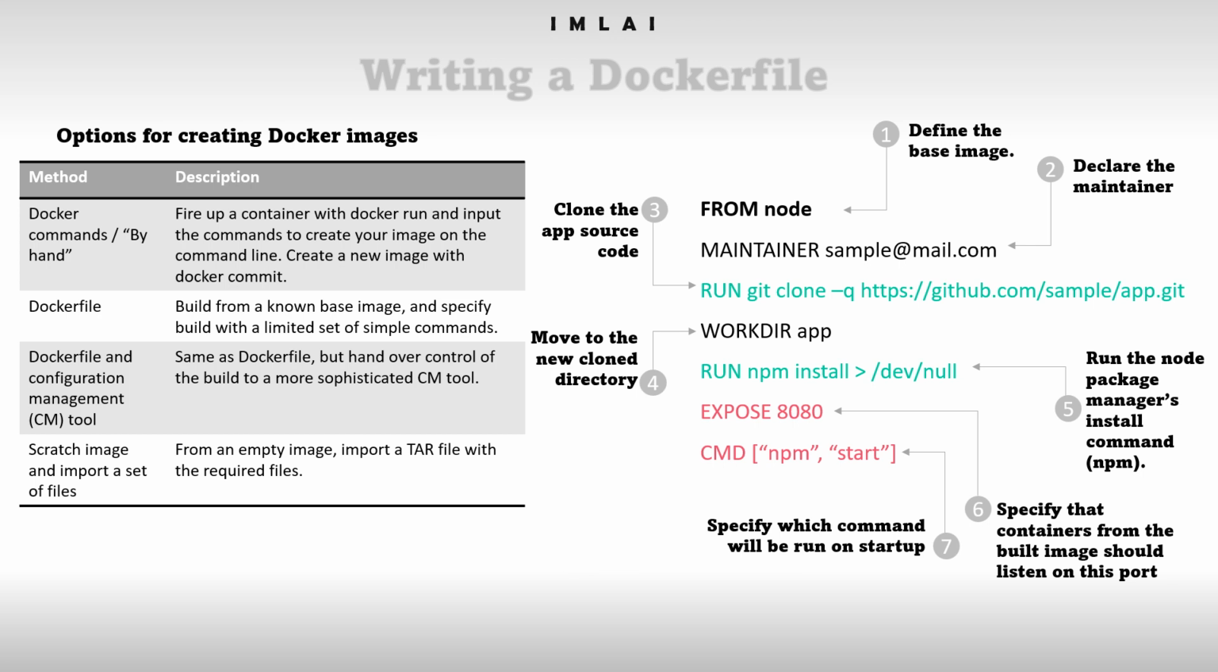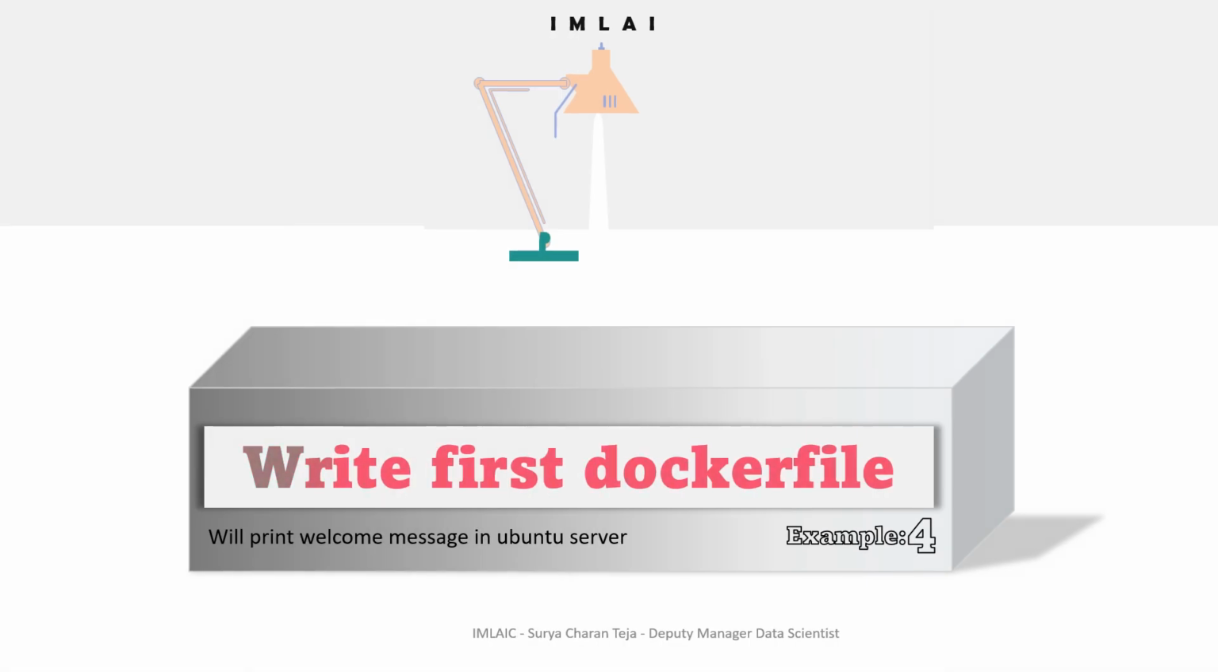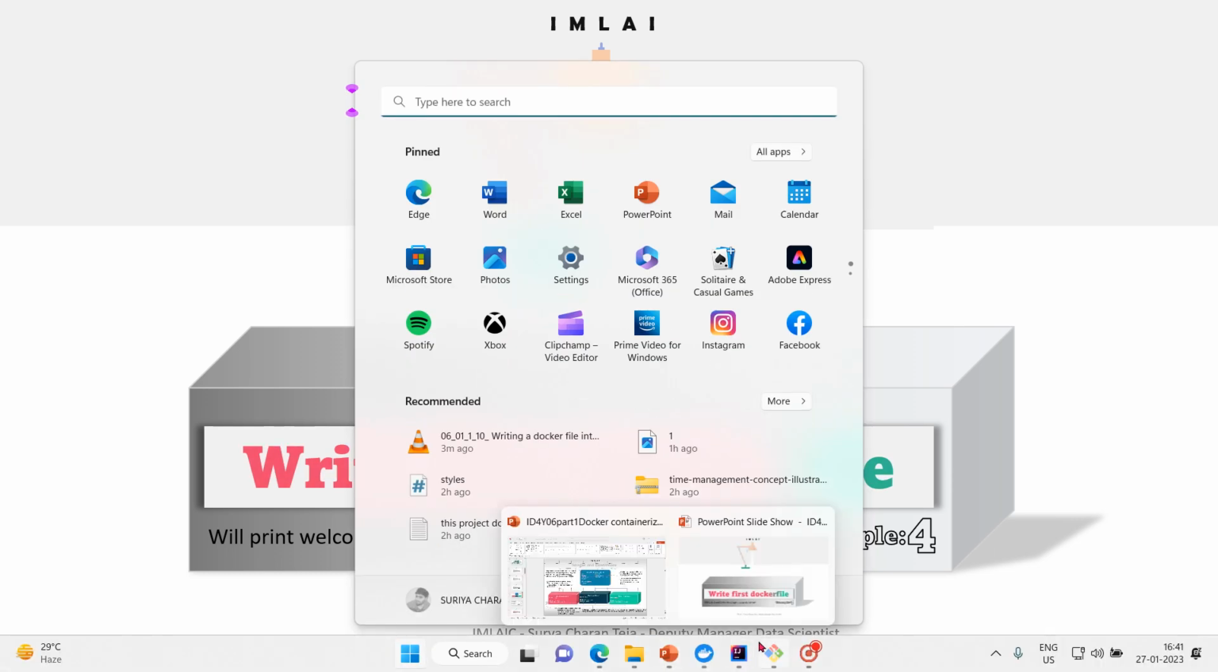Let's do our first exercise of writing a Docker file. A simple, welcome Docker file, so that will print a welcome message in Ubuntu server. Using Ubuntu server, we will do that, and that too, we will do it in Docker server. This example is for a Linux machine. So let's get into the Linux machine.